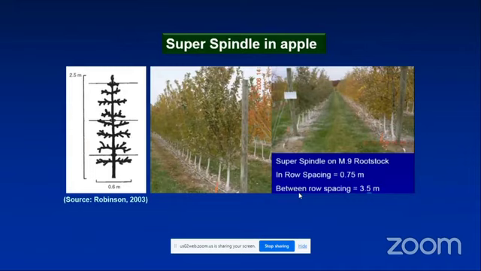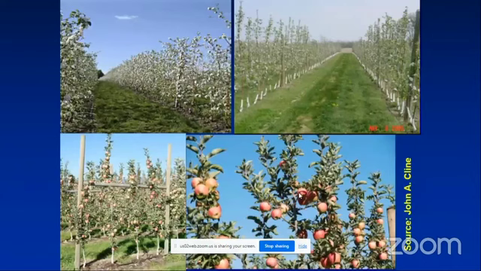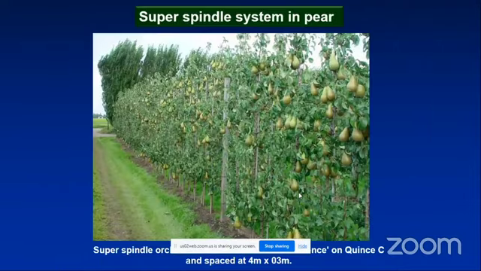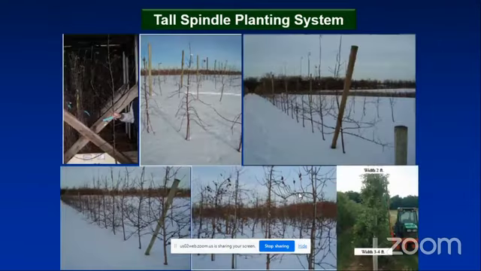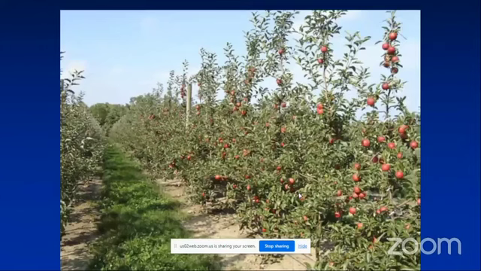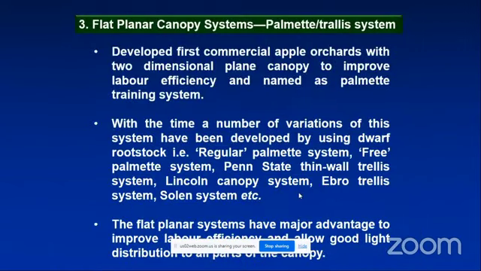Super spindle system, we can go up to maximum close spacing, and we can modify it for more upright growth. This is a very close picture of this system in the field. Then super spindle system in case of pear also we can go for that. Then tall spindle system planting material in case of apple, which in the field we are making during the winter season. This is a close photograph of this.